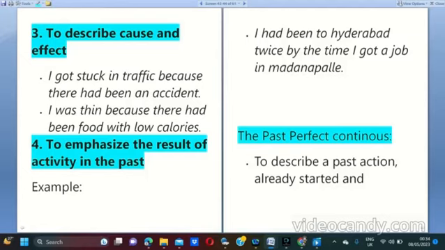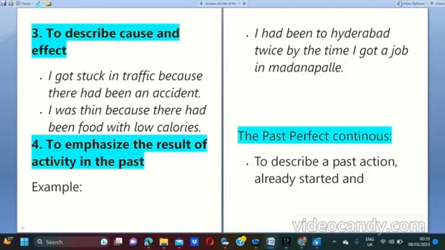Next condition is to emphasize the result of activity in the past. I had been to Hyderabad twice by the time I got the job in Madapalli. To emphasize result of activity. What are we emphasizing? Here we are emphasizing frequency. I had been to Hyderabad twice by the time I got the job. That is the meaning. To emphasize here, the result is had been to Hyderabad twice. Had been to Hyderabad is the result. And also it comes as a frequency also.